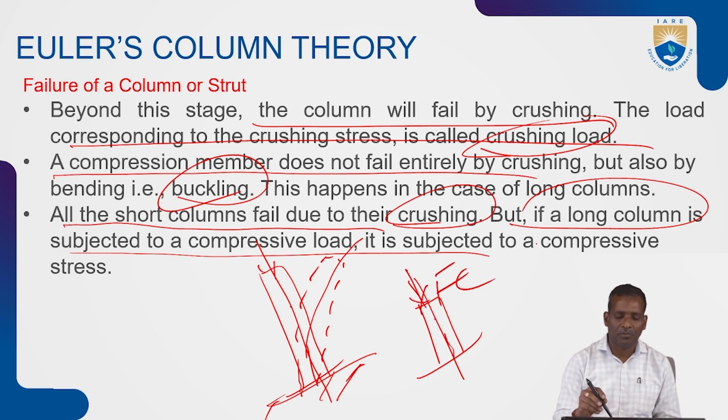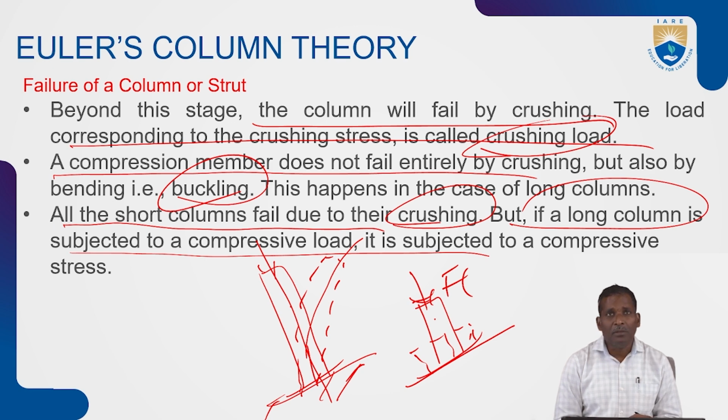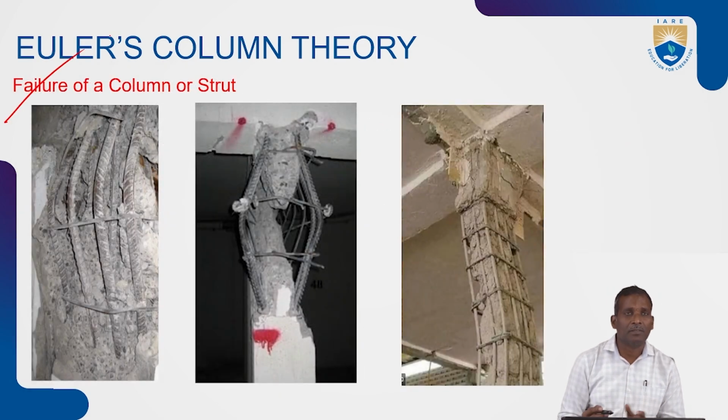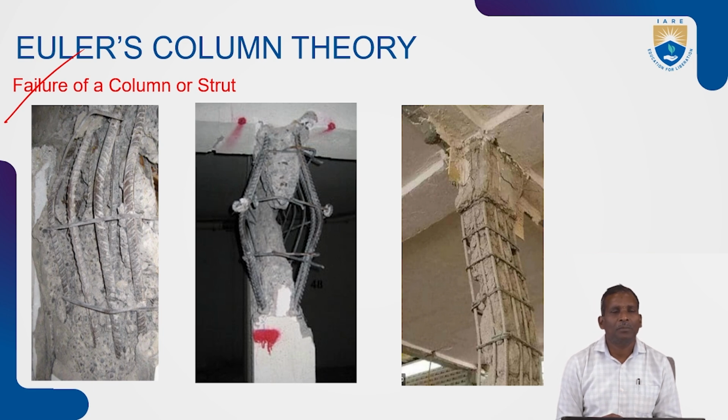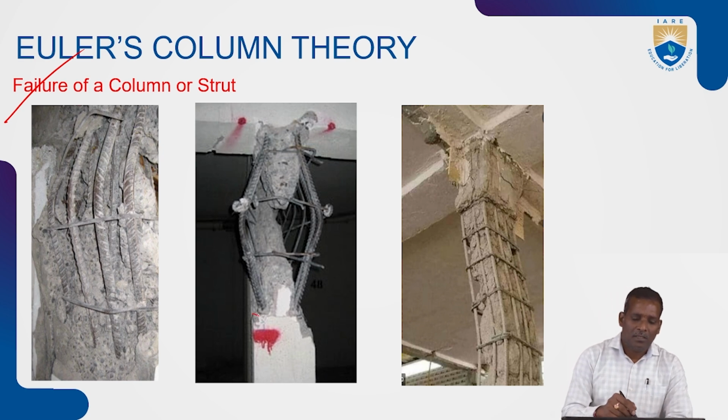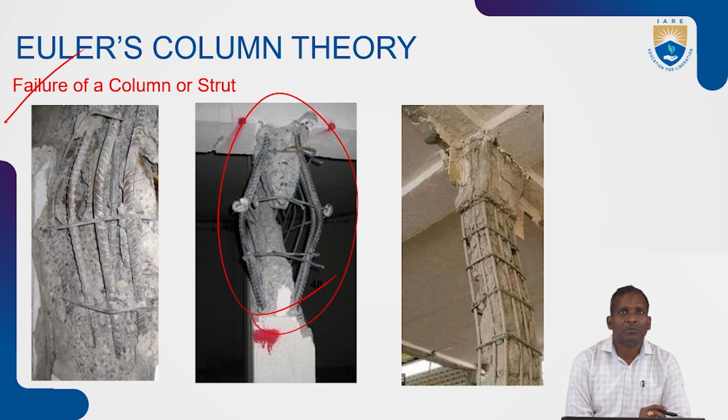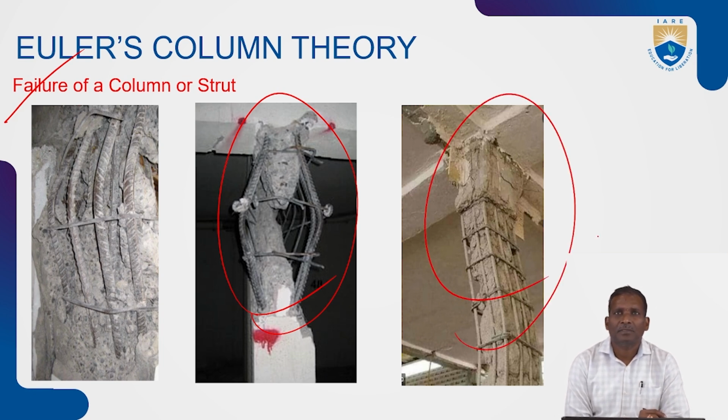But in the case of long columns, buckling, that is bending, also occurs. See the failure of a column or strut; the column shown here is our building column, a vertical column between the floor and roof. See how it bends here. Due to the compressive load, there is crushing and also bending, as seen in this diagram. It will fail due to the crushing load because the load has reached the ultimate stage. Beyond this ultimate crushing load, the column will fail.